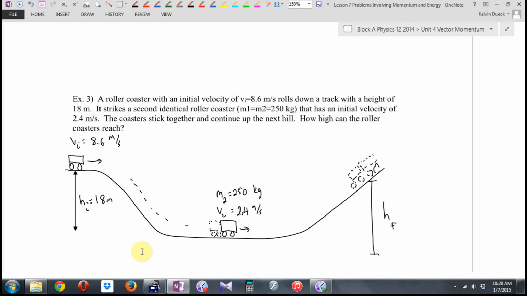A roller coaster with an initial velocity of 8.6 rolls down a track with a height of 18 meters. It strikes a second identical roller coaster. They each weigh 250 kilograms, and the second has an initial velocity of 2.4 meters per second. The coasters stick together and continue up the next hill. How high can the other roller coaster reach?